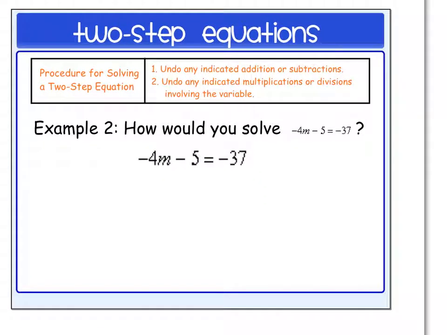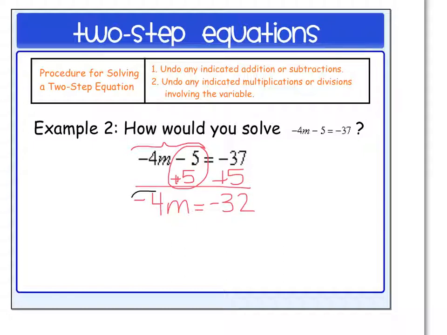So on this next problem, we again look to the side with our variable and we ask ourselves, what's the furthest away? The furthest away is our minus 5, so I'm going to undo that by adding 5 to both sides. The opposites are 0, so I put a 0 around them. We have negative 4m equaling negative 37 plus 5 is negative 32.